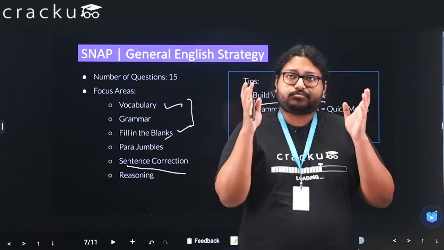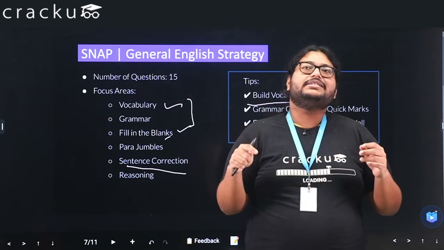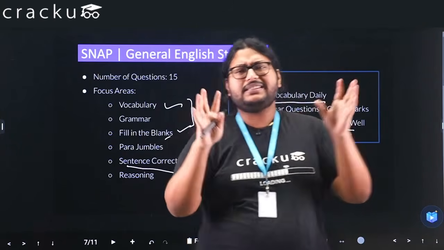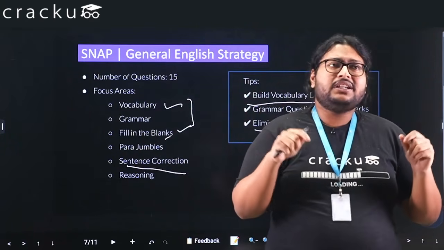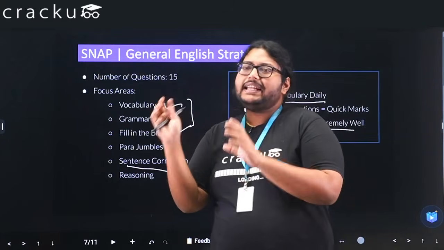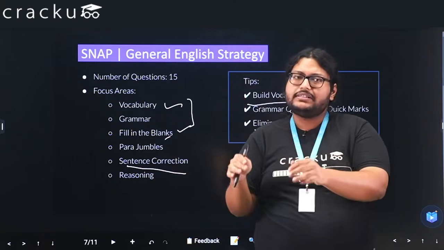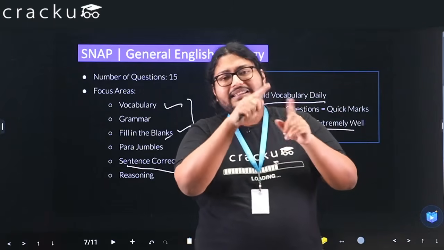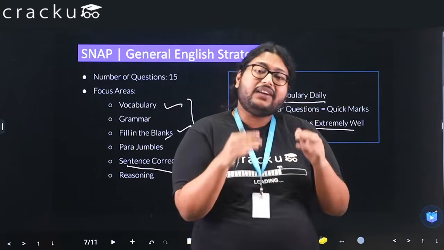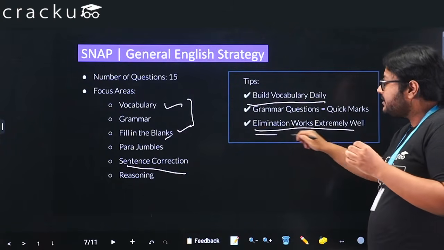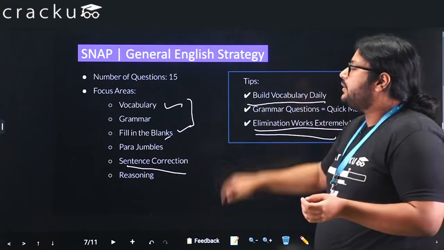If there is a sentence given to us, from the sentence we'll be able to figure out, okay, this is basically what the sentence means. Now if I know this is what the sentence means, from there I can get some idea that these words cannot be here, because if this word is here, then the sentence makes no sense. So that way we can eliminate. Elimination works beautifully. Elimination is something we need to practice when we are doing the general English.